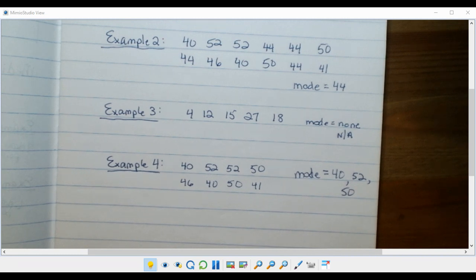Okay, I want you to go back to that slideshow. There are 3 slides with a brownish color background, and each of those deals with mode.